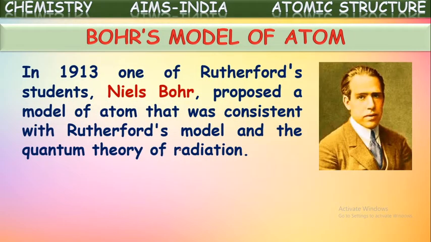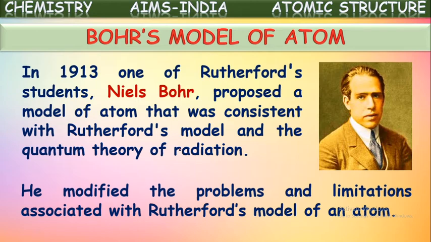In 1913, one of Rutherford's students, Niels Bohr, proposed a model of atom that was consistent with Rutherford's model of atom as well as the quantum theory of radiation. So based upon these two philosophies, Rutherford's model and the quantum theory of radiation, Niels Bohr in 1913 proposed a model which is called Bohr's model of atom. He modified the problems and limitations associated with Rutherford's model of atom.